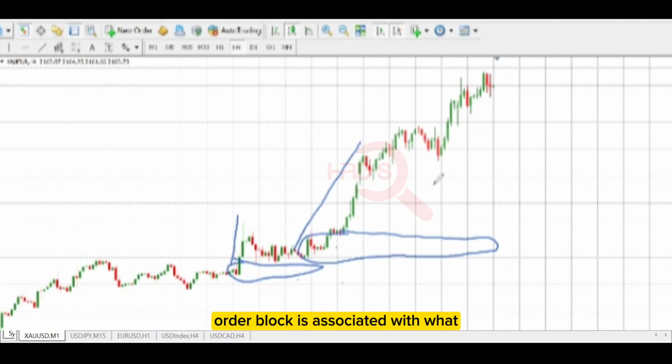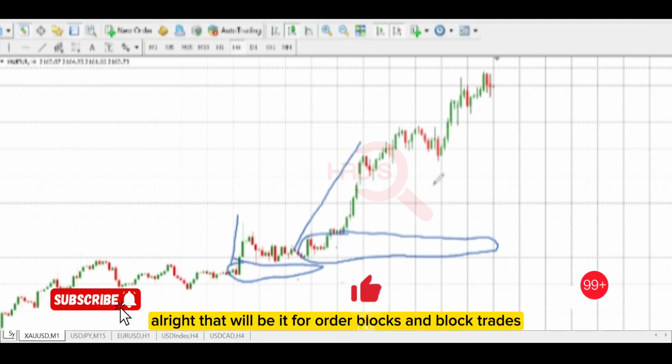Order block is associated with what? Big institutions. So you need to align yourself as a retailer and keep asking yourself, where are the demand zones, where are the supply zones, where are the big institutions most likely to complete their orders, where are the block houses most likely to complete their orders. All right, that will be it for order blocks and block trade.